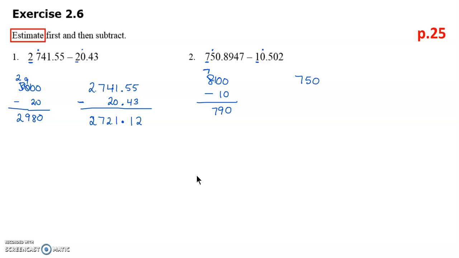And now we're going to do our actual. 8947 minus 10.502. We'll pop in an extra 0 to keep all our places lined up. We can put our decimal down and start to subtract. 7 minus 0 is 7. 4 minus 2 is 2. 9 minus 0 is 9. 8 minus 5 is 3. 0 minus 0 is 0. 5 minus 1 is 4. 7 minus 0 is 7. So our estimate and actual are close to each other.